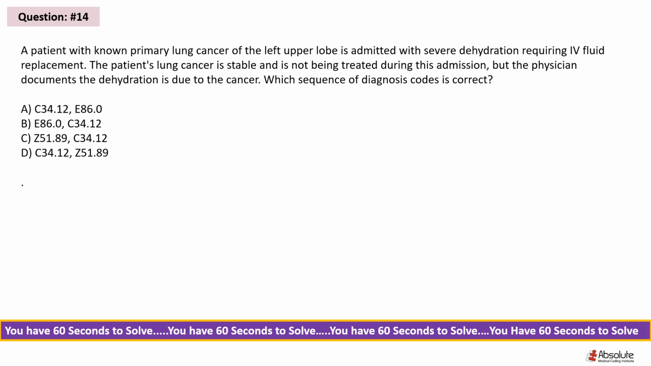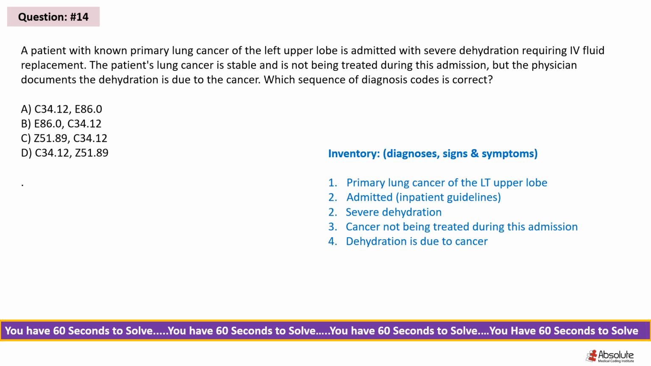Okay, let's take a look at our inventory list. We have primary lung cancer of the left upper lobe, admitted. So, once again, inpatient guidelines are applicable. Severe dehydration, cancer not being treated during this admission, and dehydration is due to cancer.